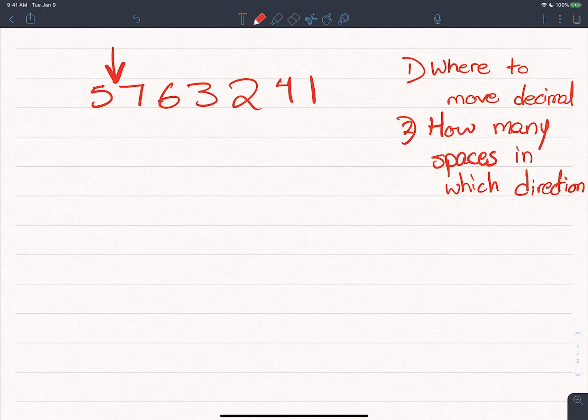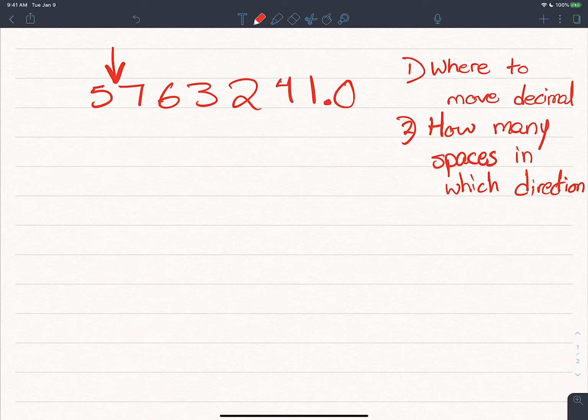5,763,241. Where's the decimal point at? Is it between the 5 and the 7? No, that's where we want to move it. Where does the decimal point start off at? So would it start by the 1? Yep, like right here. So when we start off, if we don't see a decimal point, we can just put a .0 at the end, and that kind of shows us where the decimal point is.